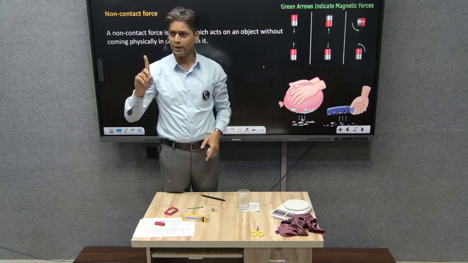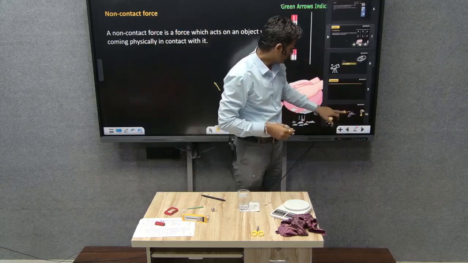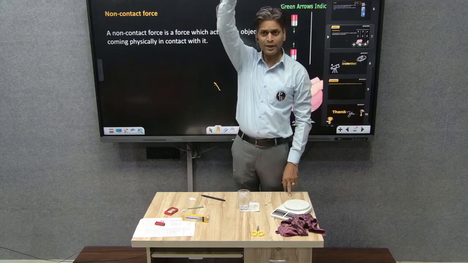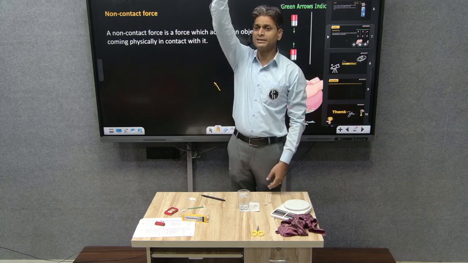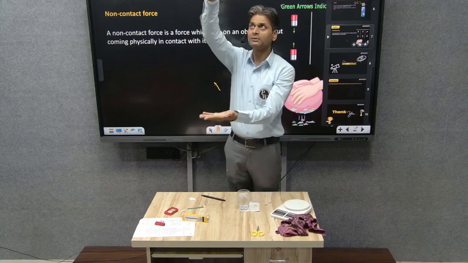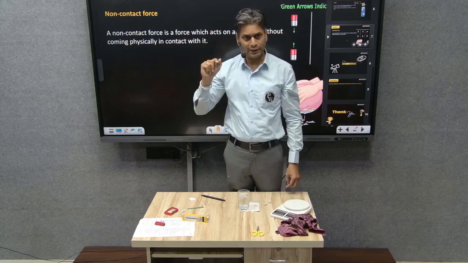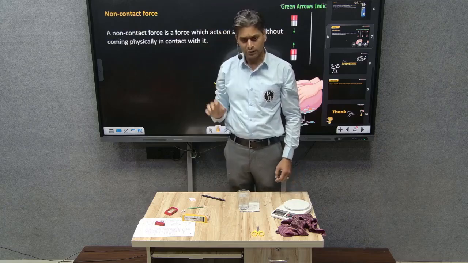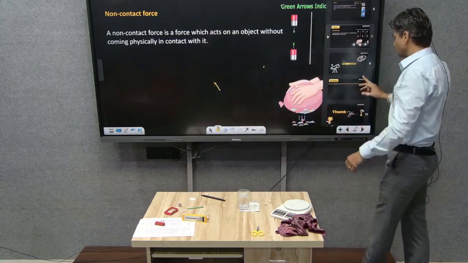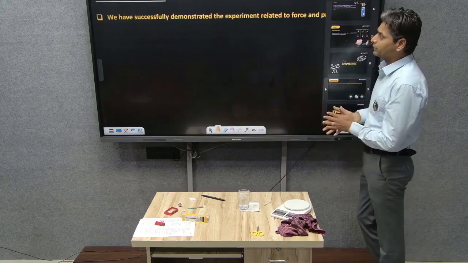What we discussed today? In today's experiment we discussed gravitational force. Gravitational force is very simple. This is a bob, and I am releasing. Where will it go? It will always go in the downward direction. Here it will be moving downward. It is also a non-contact force. Gravity is always pulling the objects towards the earth.